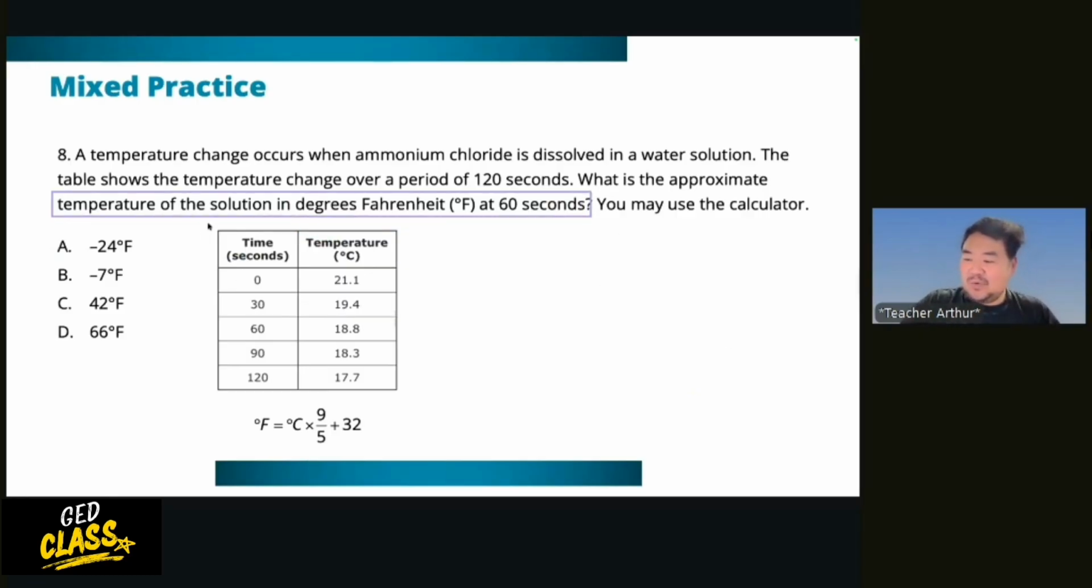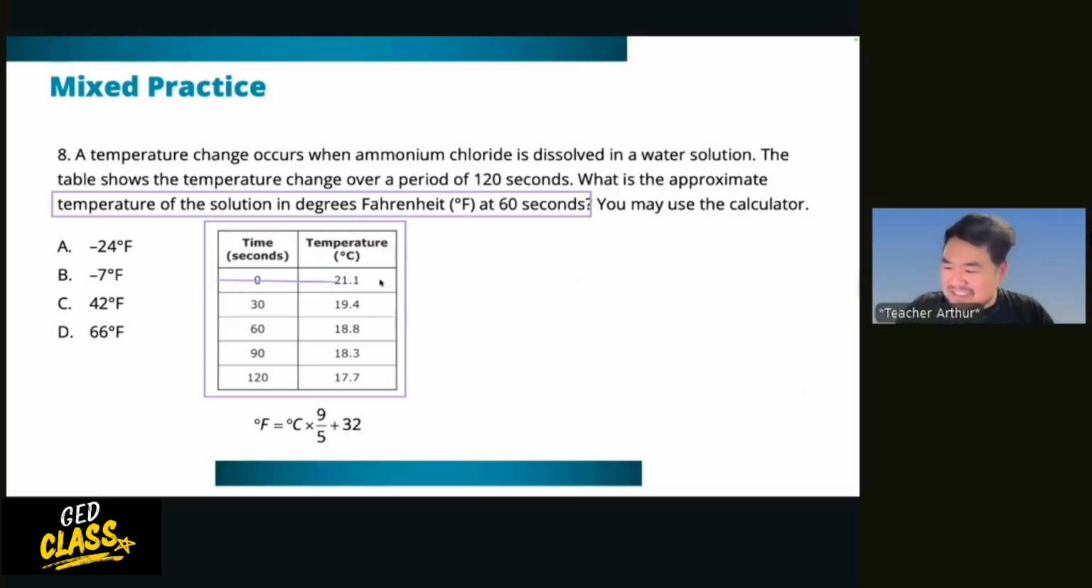So here's the thing you want to be careful of. You have this table. Do you need all the information in this table? The question's asking for the temperature of the solution at 60 seconds. I know it looks so fun, right? What's the only thing you actually need in this table then? What's the only row? Yeah, exactly.